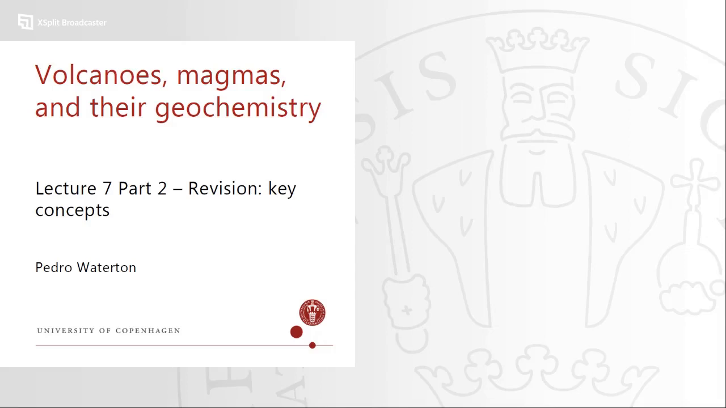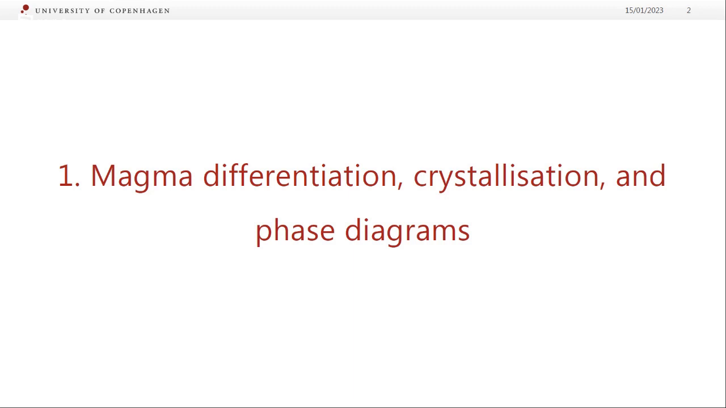All right. This part is just going to be going through the key tools that you're learning from this course to do with concepts around melting, magma differentiation, all that kind of thing, and then some of the things like major trace elements, phase diagrams that we've been relying on. Okay. So to Oscar's dismay, we're starting with magma differentiation, crystallization, and phase diagrams.